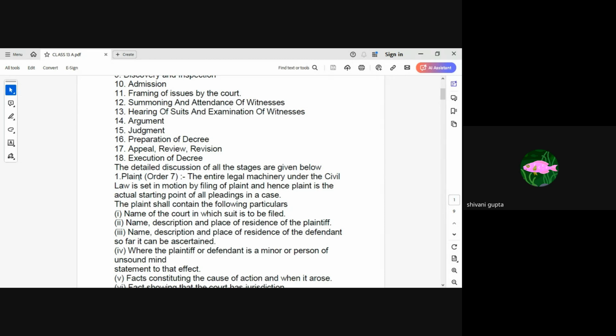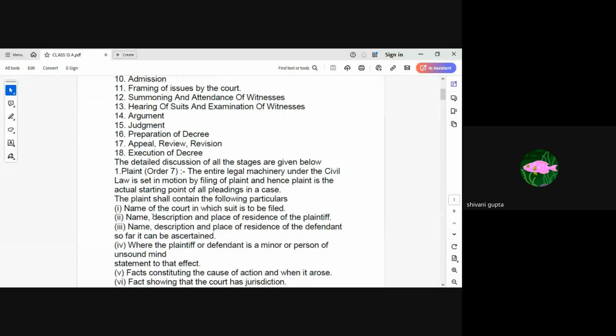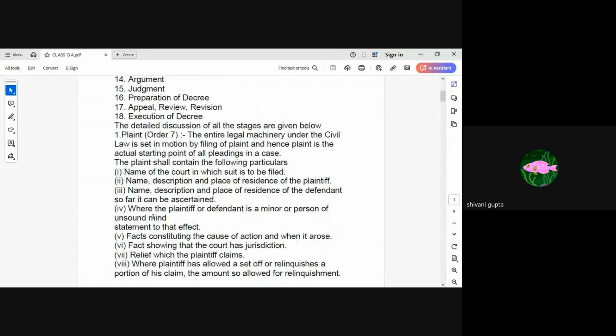Plaints have certain particulars, that is the name of the court in which the suit is to be filed, same as in the civil code. Next is the name, description, and place of residence of the plaintiff. There is a follow-up of certain steps. Then the name, description, and place of residence of the defendant, as far as it can be ascertained. Now comes where the plaintiff or the defendant is a minor or of unsound mind. Then a statement to that effect, and on that behalf a legal representative (LR) will be there, who will be doing the litigation.